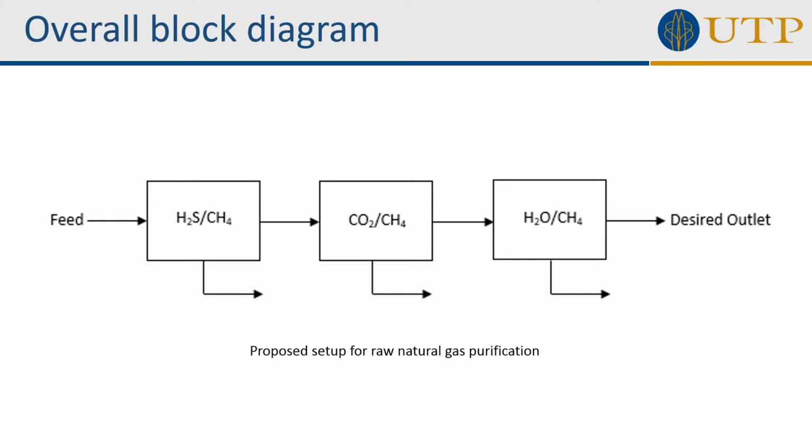First and foremost is the overall block diagram of our membrane separation process. We were tasked with the removal of three main impurities, which are hydrogen sulfide, carbon dioxide and water. For this task, we have decided to go with the three membrane setup for maximum efficiency. Hydrogen sulfide is to be removed first due to its corrosive nature, followed by carbon dioxide and lastly water. Notice that in each membrane a little bit of CH4 is assumed to permeate as well.